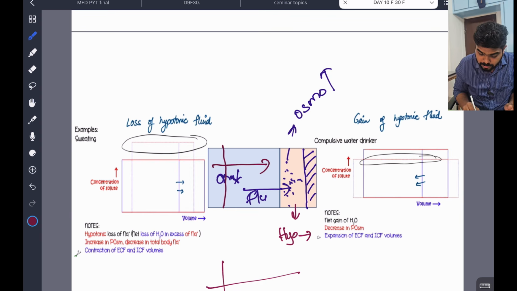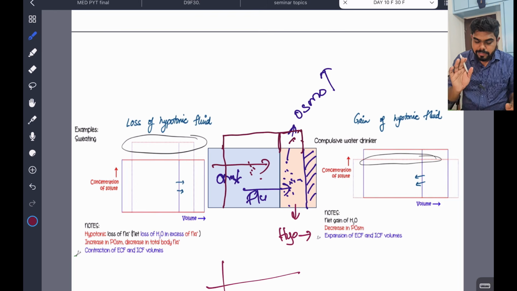So volume reduced. But what is happening to osmolarity? Which was initially some x value, it is increased to 2x or 1.5x. So here the osmolarity increases initially, and because of fluid shift, here also osmolarity increases. So it is a little confusing. Now I will explain. Just listen, your concept will be clear.